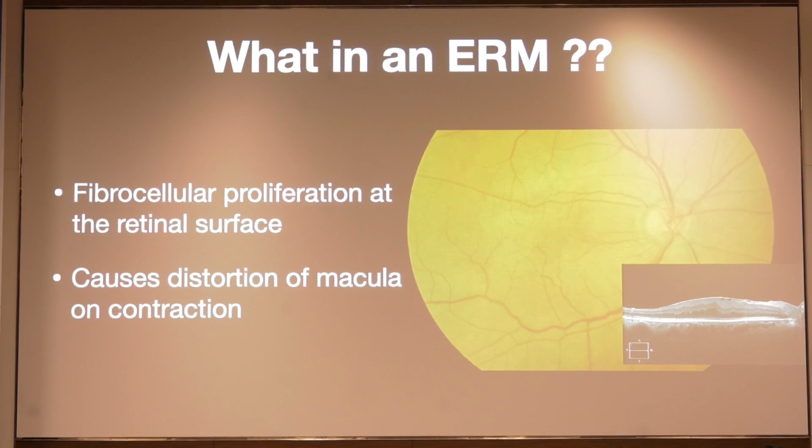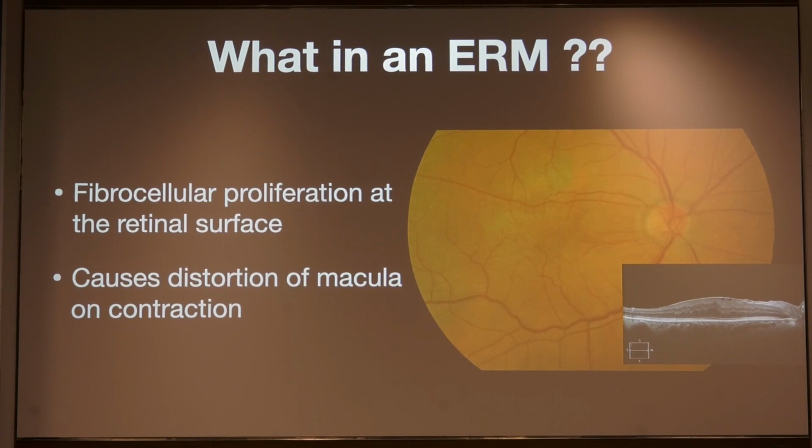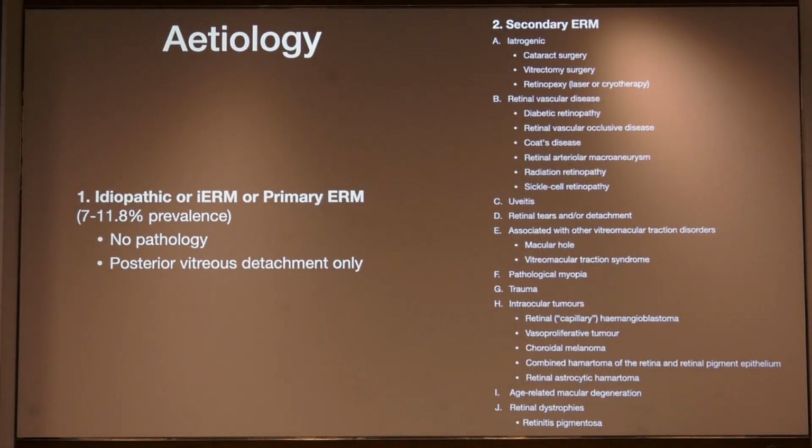So basically, what is an epiretinal membrane? It's a fibrocellular proliferation at the retinal surface. It causes distortion of the macula on contraction. There are many causes, but the most common one is idiopathic, with a 7 to 12% prevalence. Other causes can be iatrogenic, which is cataract or vitrectomy surgery, or even laser or cryo, retinal vascular diseases, uveitis, retinal tears, associated with VMT, pathological myopia, trauma, tumors, ARMD, and even retinal dystrophies.